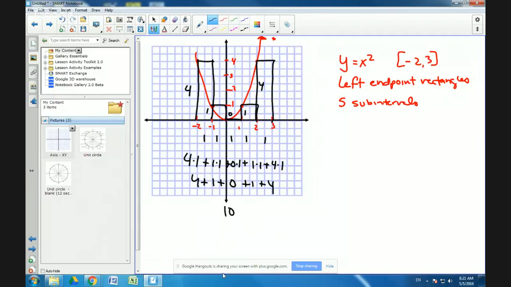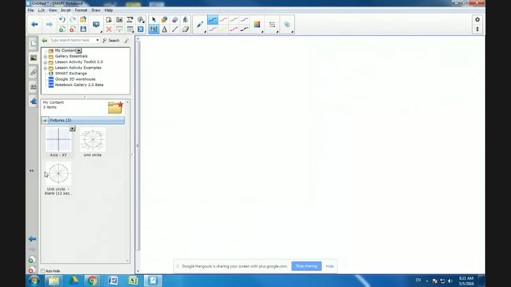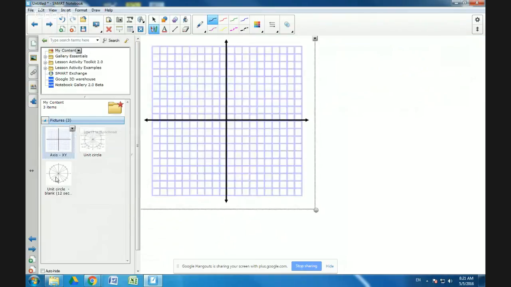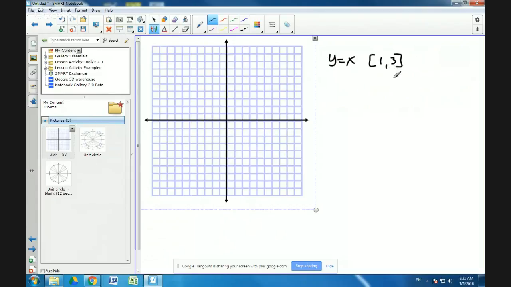Good. Okay. One more, and we're done. We're going to use midpoint this time. Let's just do y equals x from 1 to 3, 4 subintervals, and midpoint.